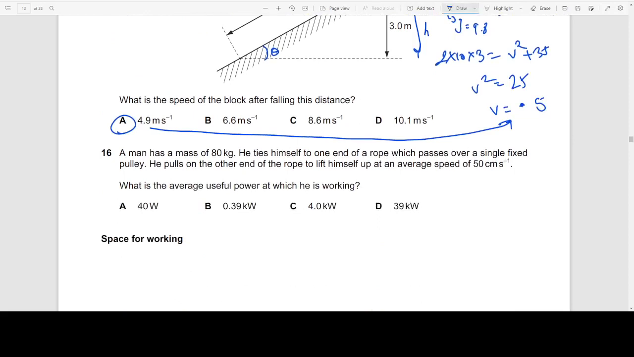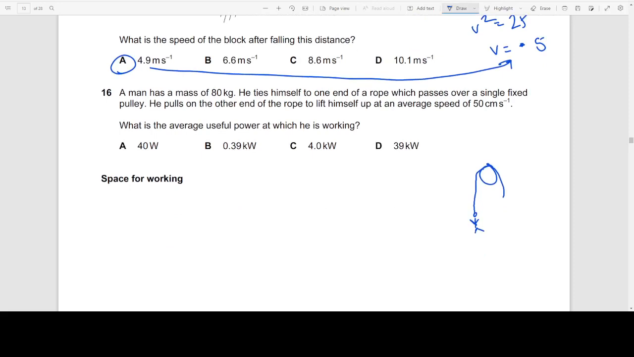A man has a mass of 80 kilograms. He ties himself to one end of a rope which passes over a single fixed pulley. Okay, so we have this pulley. Man has mass of 80 kg. He ties himself to one end of the rope which passes over a single fixed pulley. Alright, so we have this man. Mass is 80 kilogram, means the weight is 800 Newton.